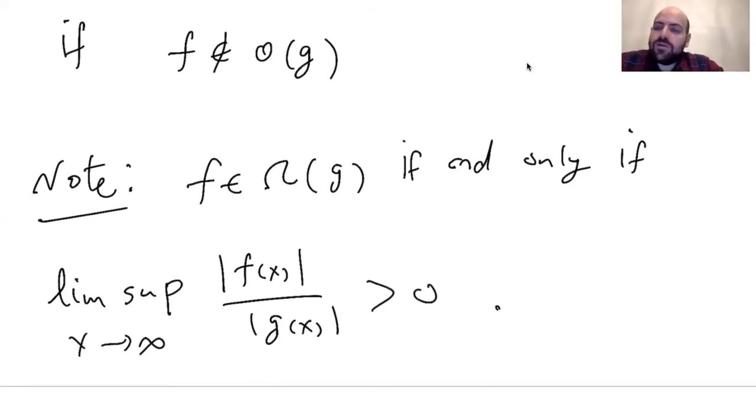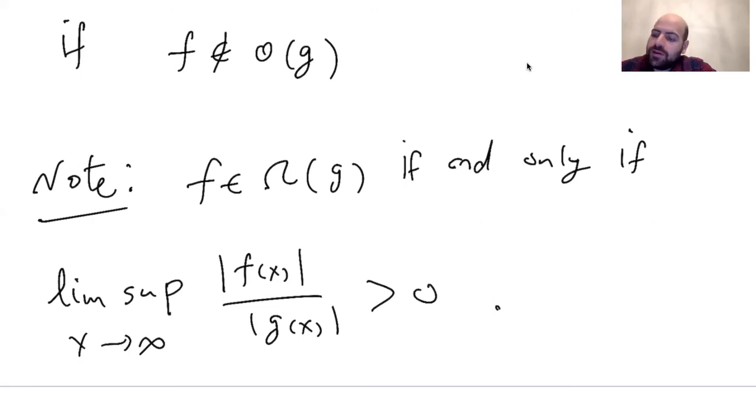But here I don't want to go into too much detail about lim sup and what it means. You've probably seen it in other courses, such as a basic analysis course, but just to let you know, a very quick review: if the limit of absolute value f over absolute value g exists, then, because absolute value f over absolute value g is non-negative, the limit is either 0 or a positive number.